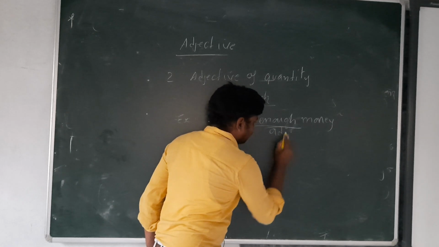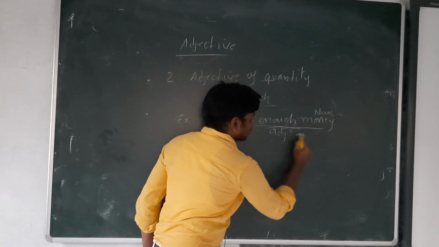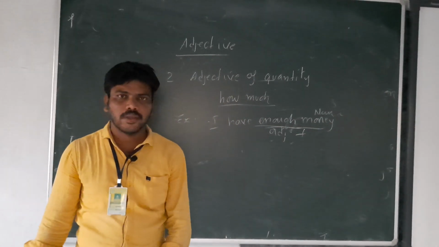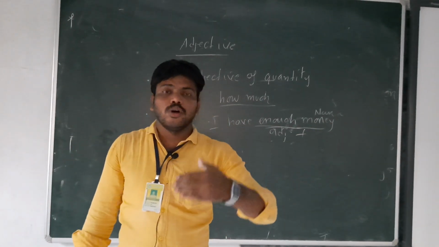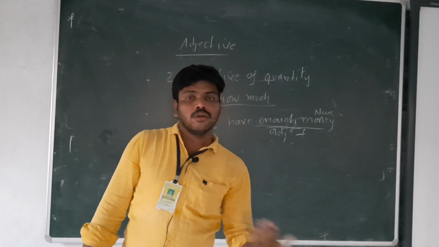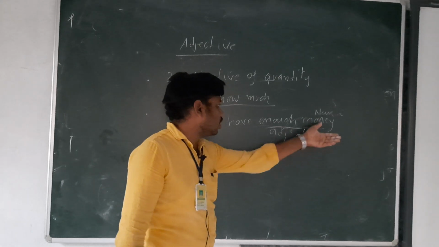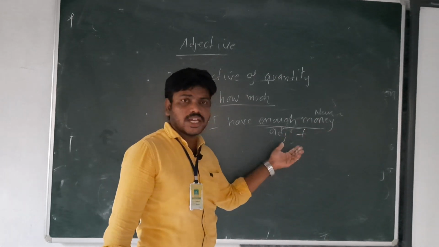Now here what is adjective? Enough. And what is noun form? Money. Money is noun. So adjective plus noun again. So most of the time adjective comes before noun. Money is noun. Enough is adjective.